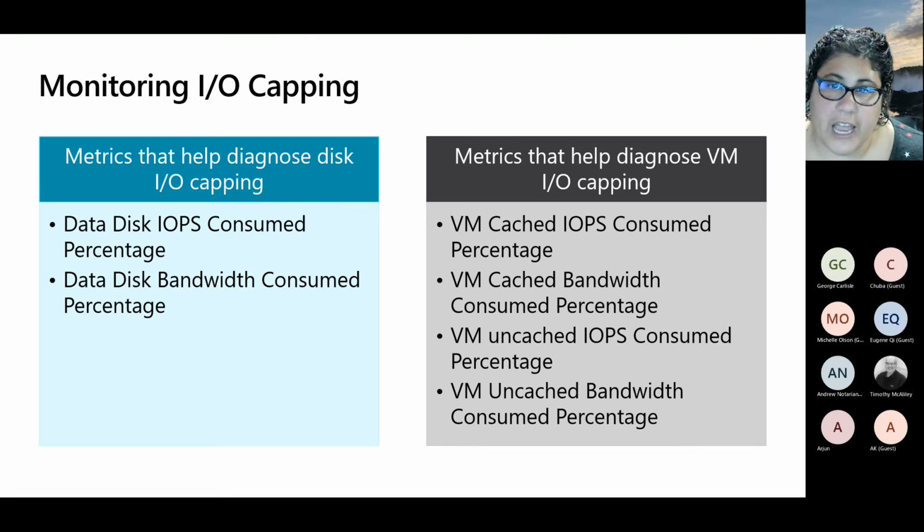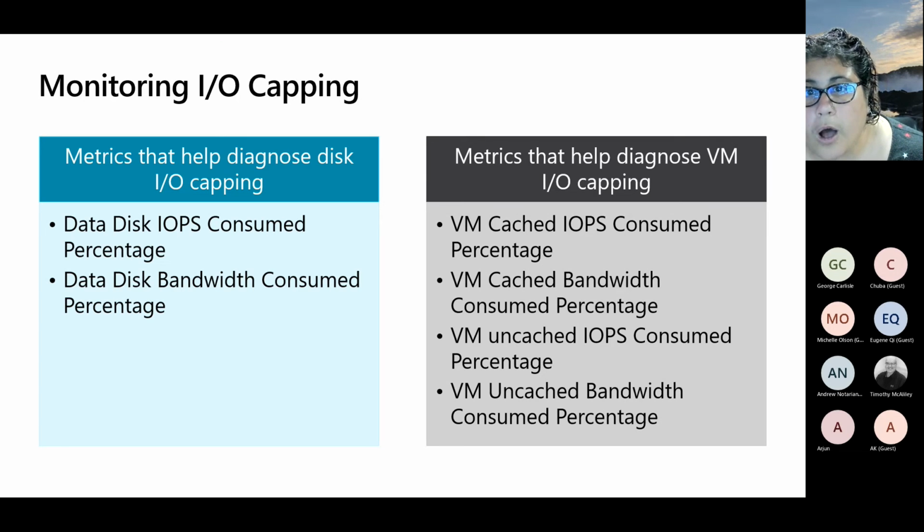The ones that help you diagnose disk level capping are data disk IOPS consumed percentage and data disk bandwidth consumed percentage. So that's your IOPS and your throughput. That'll tell you how much of your capped limit you're consuming. So if these are always at 100%, then you're constantly being capped at the disk level. And then you'll have a separate counter for each instance of disk. So if you have 10 managed disks attached, there'll be 10 separate counters for each one of those disks.